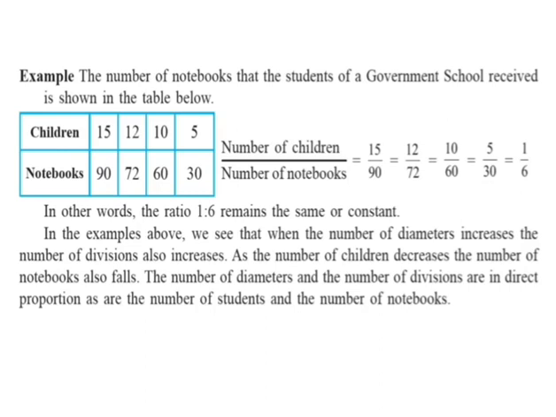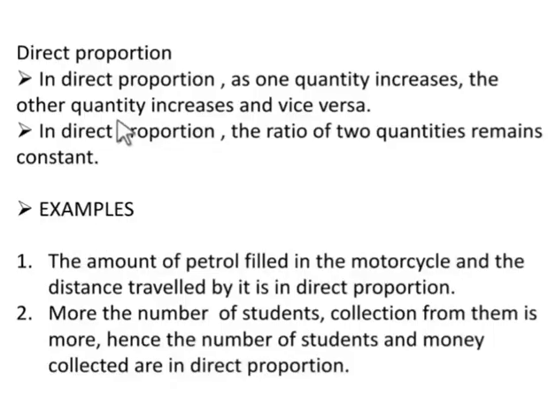That is, in the first example, the number of diameters is directly proportional to the number of divisions, and in the second example, the number of children is in direct proportion with the number of notebooks. Now in general, in direct proportion, as one quantity increases, the other quantity increases and vice versa. In direct proportion, the ratio of two quantities remains constant. These are the conclusions that we made from the above examples.